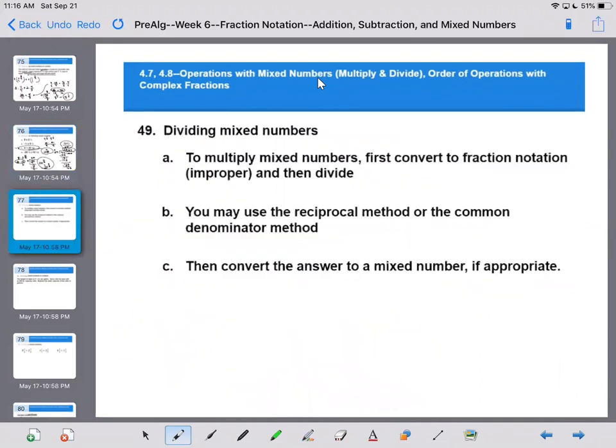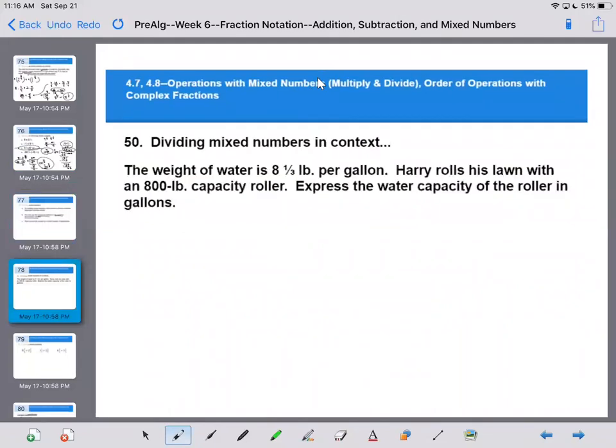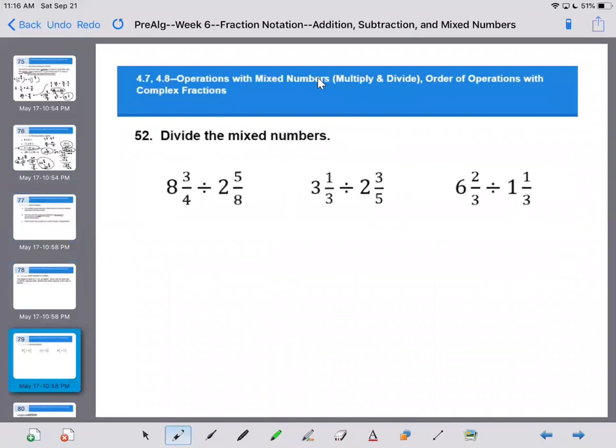So dividing mixed numbers, we can look at converting again to an improper, and then we can use the reciprocal method or the common denominator method, whichever makes sense to you. So let's just go to some examples here. I've got 8 3/4. So I'm going to make this 35 fourths divided by 2 5/8, which is 21 eighths.